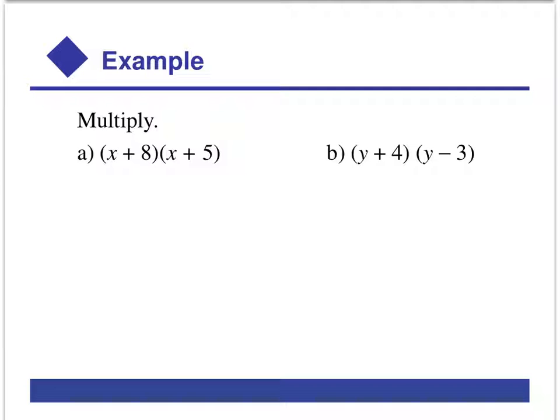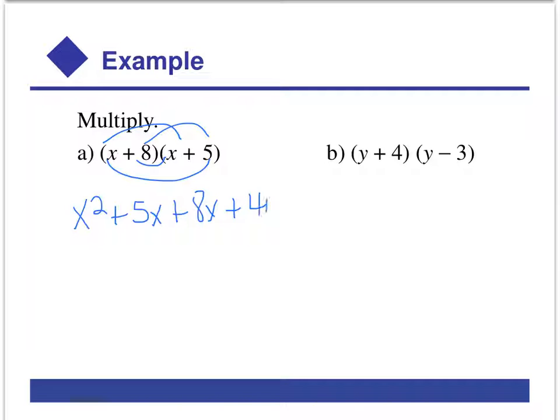Again, we're going to multiply, so we're going to do the first, outer, inner, last. So first, we get x squared. Outer, we get 5x. Inner, we get 8x. And last, we get positive 40. And then we're going to gather like terms if we can. So I get x squared plus 13x plus 40.